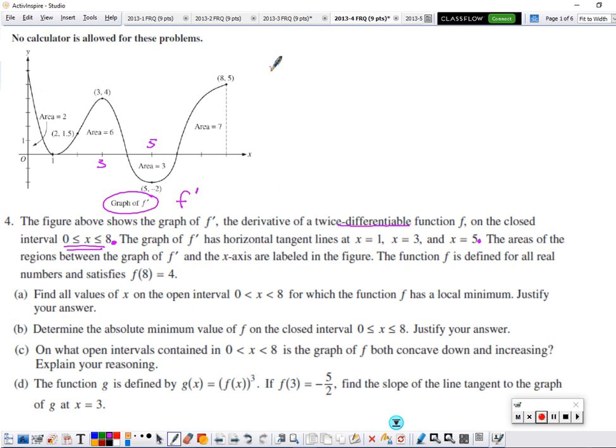The areas of the regions between the graphs of f prime and the x-axis are labeled in the figure, period. So the areas are going to be important. Questions? The function f is defined for all real numbers and satisfies f of 8 equals 4. So that's important.